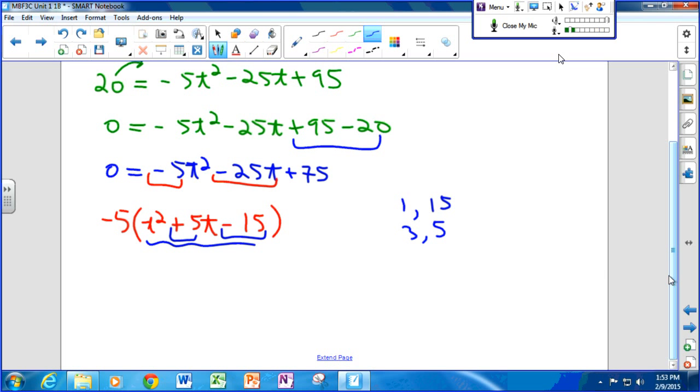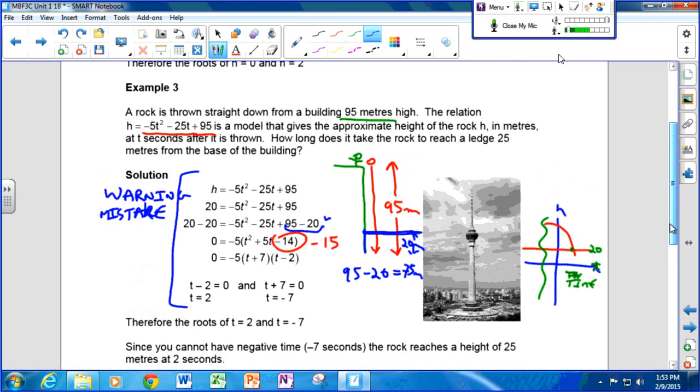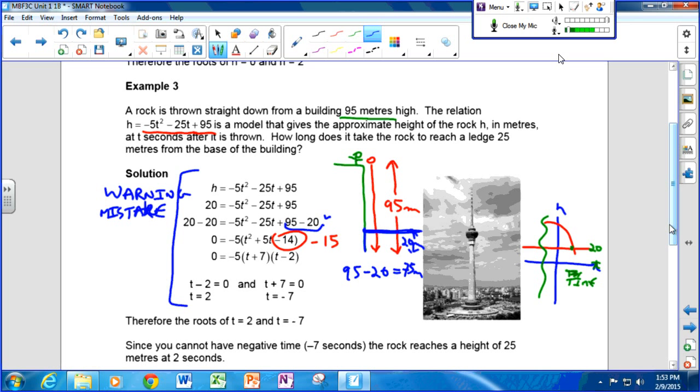Indeed. So basically, what I found here is that I can't actually solve this, which means that, what does it mean? Anyway, the reason I can't solve it is that there is a mistake here. Here it is. How long does it take the rock to reach a ledge 25 meters from the base of the building? Right, 25 meters, not 20 meters. So this is written up as if it was a 20 there.